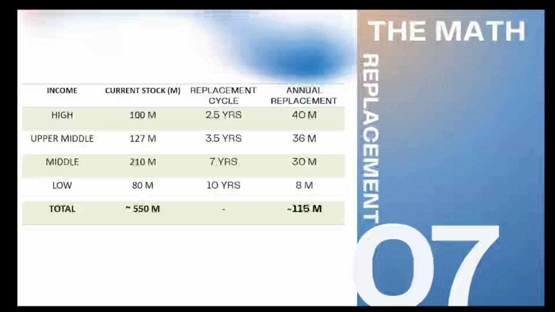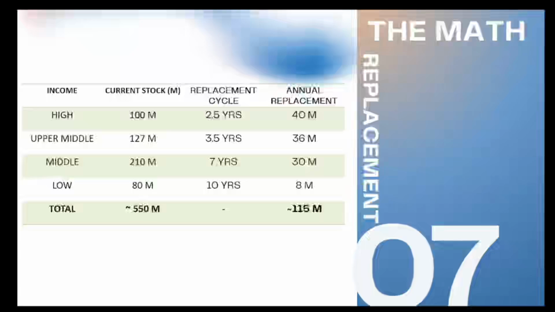For the upper middle income, with 127 million stock and 3.5 years of replacement cycle, gives us around 36 million annual replacements. For middle income, 210 million divided by 7 years gives us 30 million replacements, and low income, which is 80 million in stock, divided by 10 years of replacement, gives us 8 million annual replacements. So the total replacement demand comes out to be approximately 115 million.